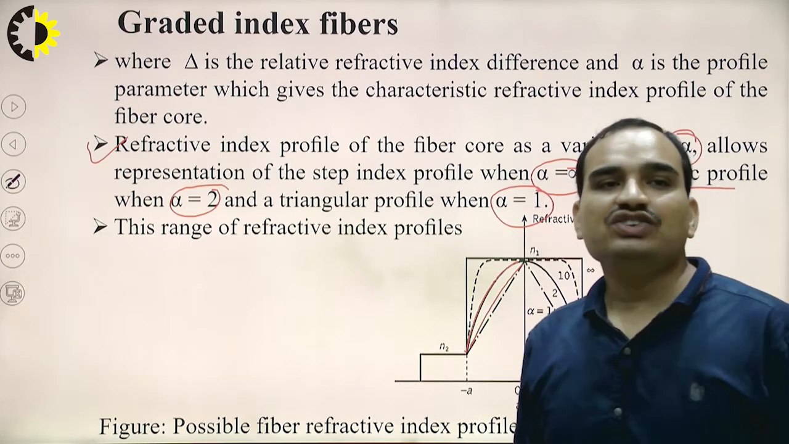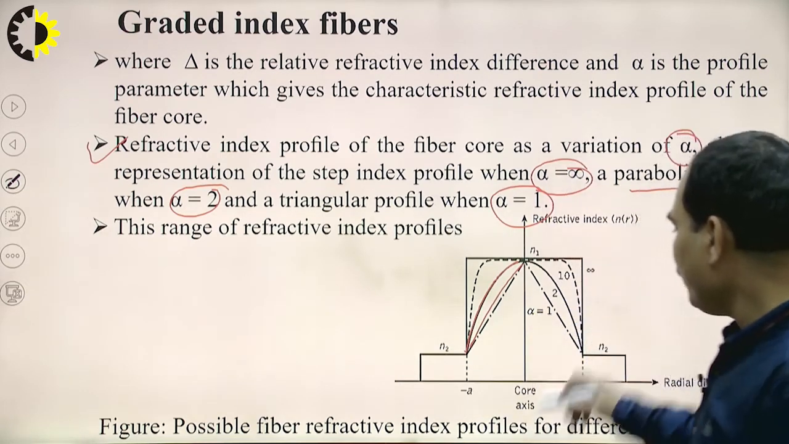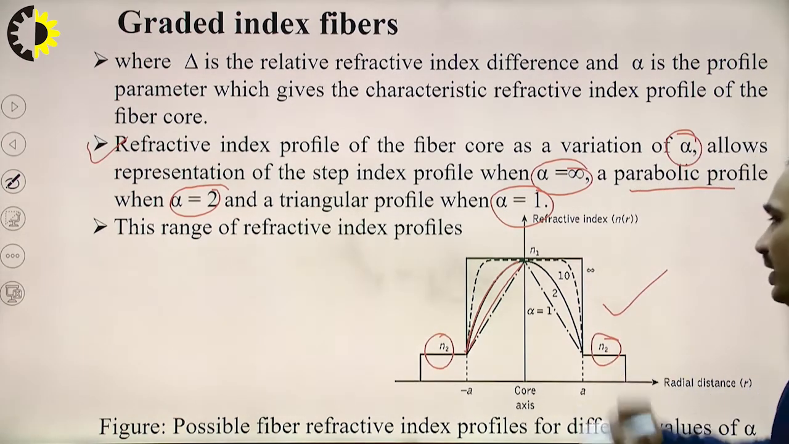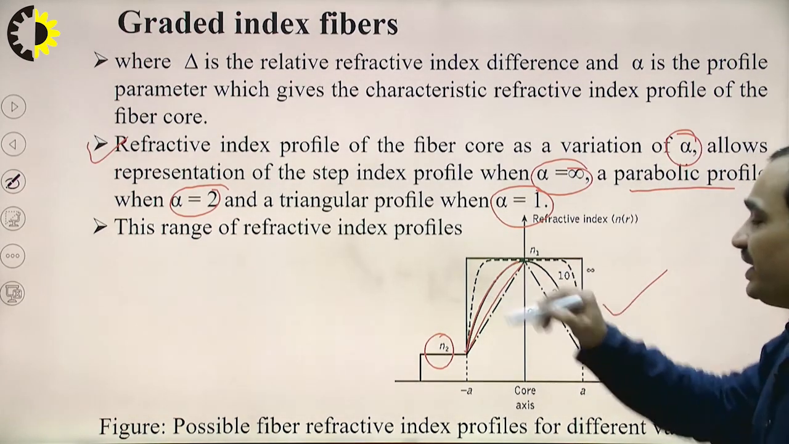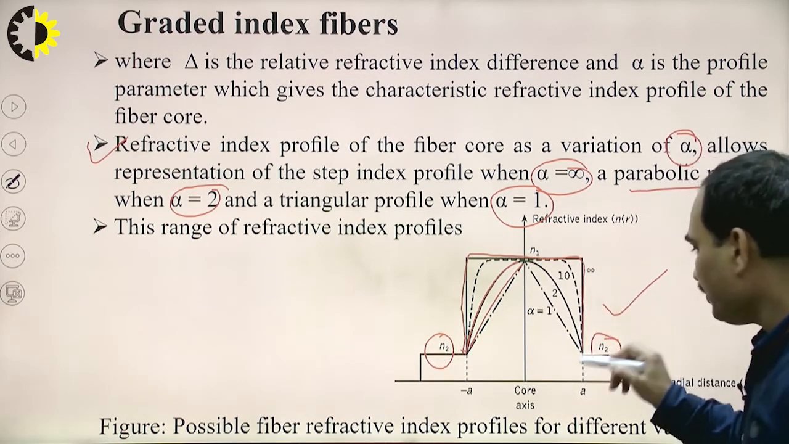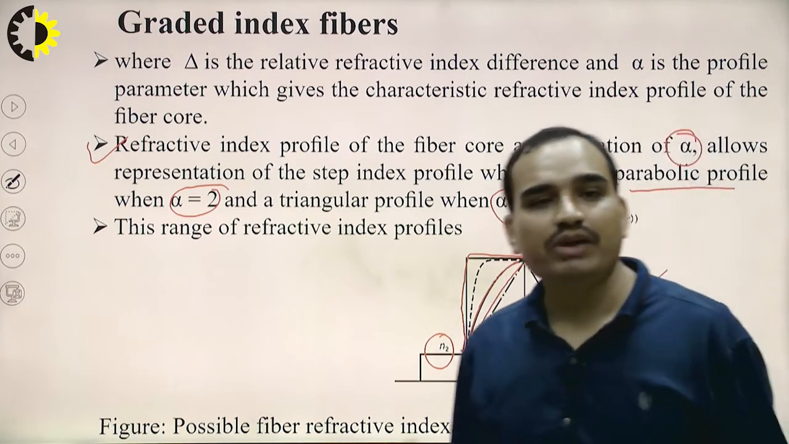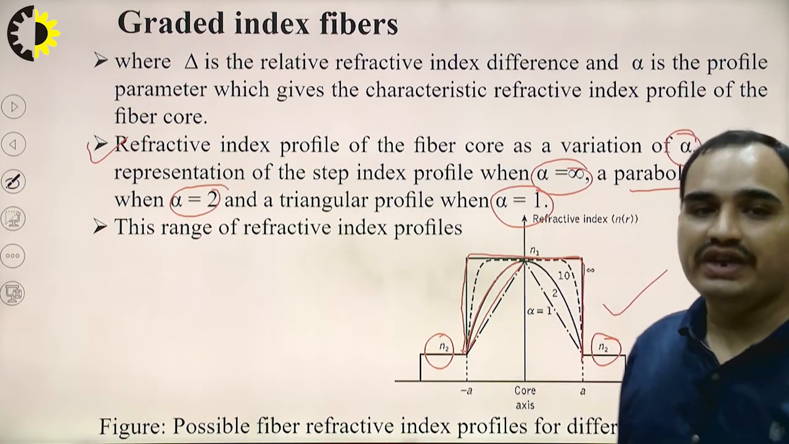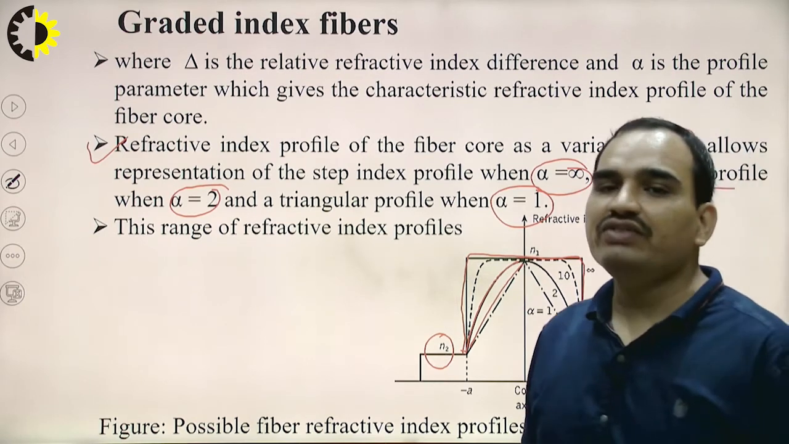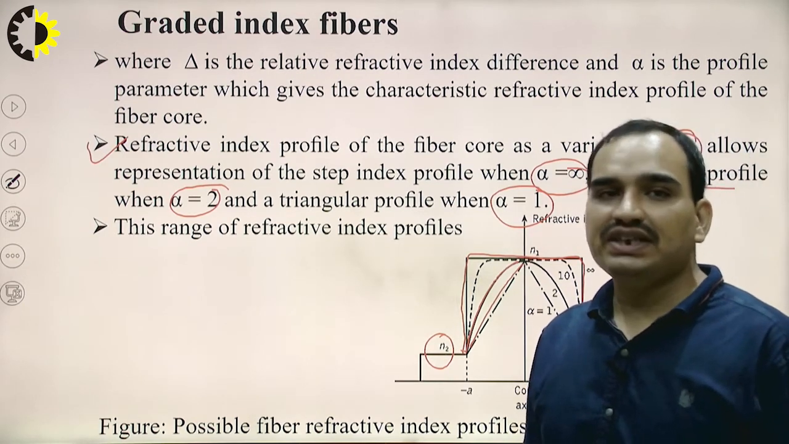So this range of the refractive index profile, as we can see from the figure, we have the refractive index of the core as n1 and of the cladding as n2. When we are taking alpha equals to infinity, it becomes the stepped index fiber. So the possible fiber relative refractive index profiles for different values of alpha are shown in the figure with respect to the radial distance r.